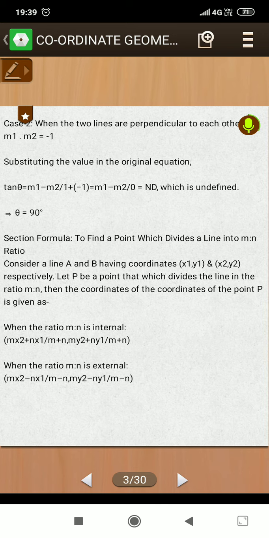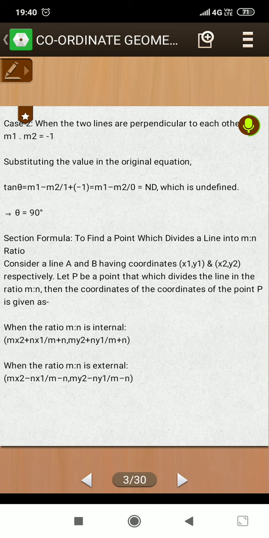Case 2 is about perpendicular lines. Case 1 is about parallel lines. These two cases might be important here, and also remember the formula. The derivation will be learned in our classes afterwards. This might be discussed in the straight lines concept, the proof.